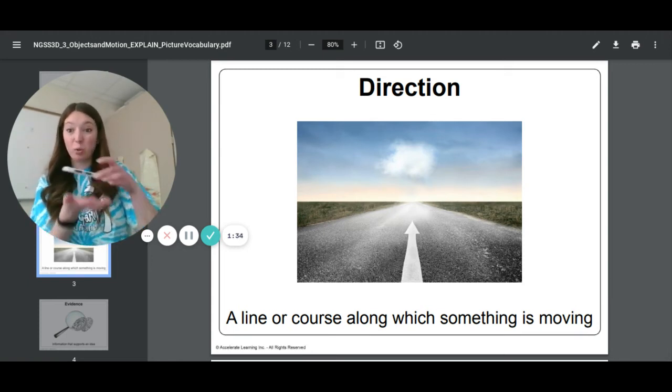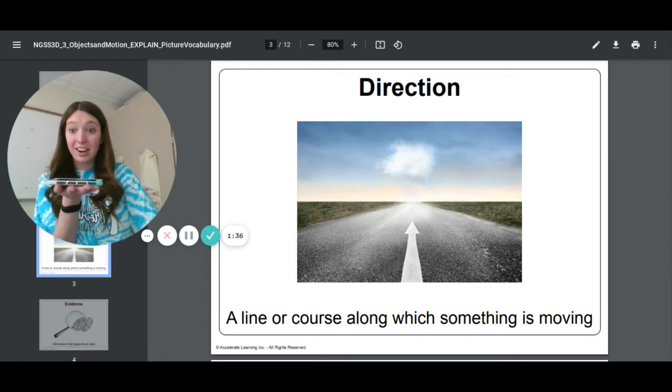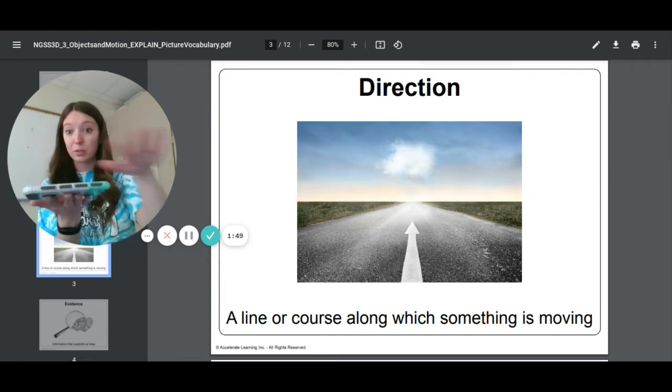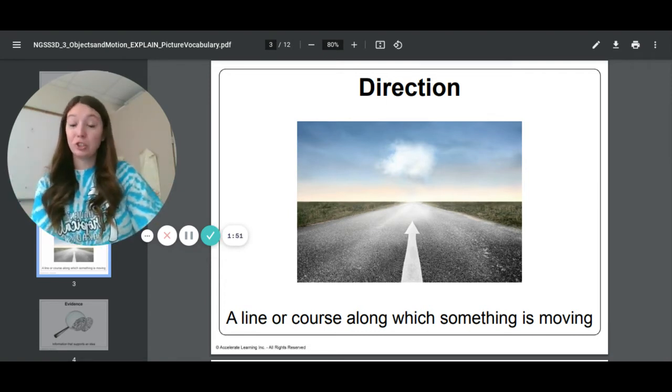If I have my phone sitting on my hand here and I'm not doing anything, it's not moving, right? It has a balanced force. But if I apply a force like this, if I apply a push, I could change the direction of that phone. I can move it this way, this way. Forces would change directions of objects.